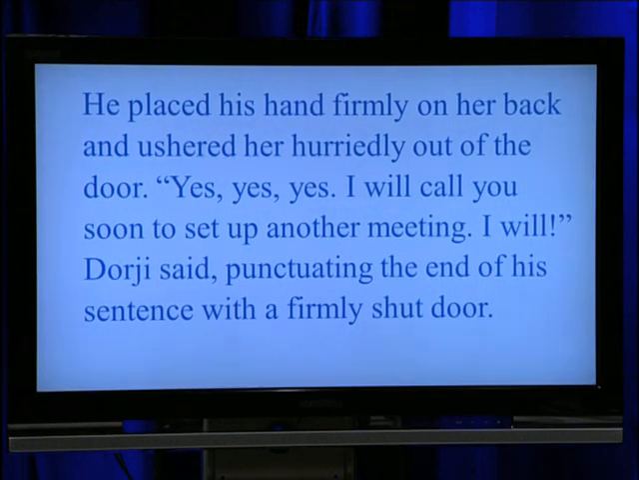Let us look at another example. Let us read this together. He placed his hand firmly on her back and ushered her hurriedly out of the door. "Yes, yes, yes. I will call you soon to set up another meeting." "I will," Doji said, punctuating the end of his sentence with a firmly shut door.